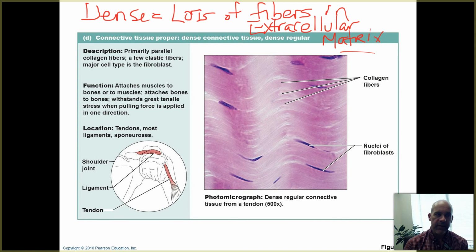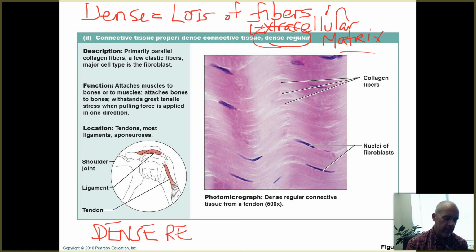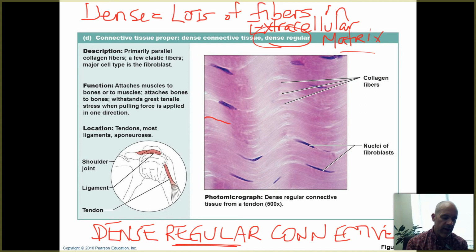All right, this also means in these dense connective tissues, you don't have as much ground substance. You don't have as much space in there for other types of things. Okay, so our dense connective tissues, there are two types. First one we're going to talk about, dense regular. So dense regular connective. So we already said that dense means there are lots of protein fibers in there. Regular means that those fibers tend to be arranged in parallel.